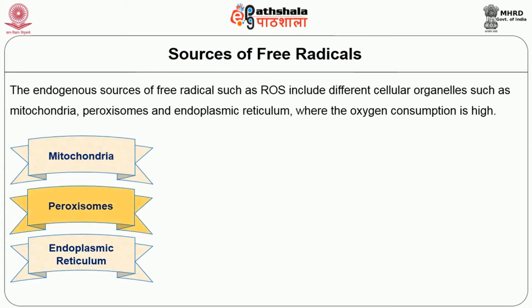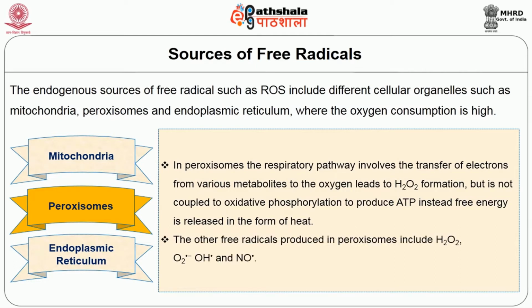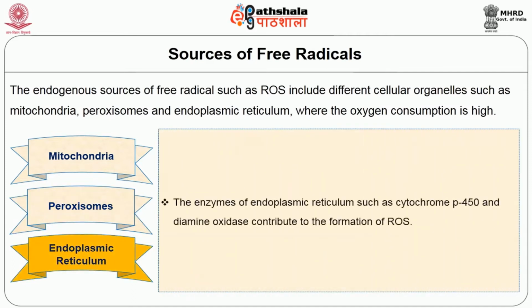phosphate dehydrogenase. Coming to the peroxisomes, the respiratory pathway involves the transfer of electrons from various metabolites to the oxygen, leading to hydrogen peroxide formation, but is not coupled to oxidative phosphorylation to produce ATP. Instead, free energy is released in the form of heat. The other free radicals produced in peroxisomes include hydrogen peroxide, superoxide anion, hydroxyl radical, and nitric oxide. Coming to the endoplasmic reticulum, the enzymes of endoplasmic reticulum such as cytochromes P450 and diamine oxidase contribute to the formation of reactive oxygen species.